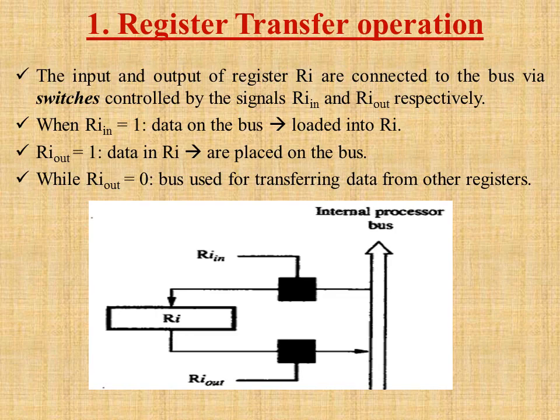This is register transfer instructions, register transfer operations. Every register is not directly connected to the internal processor bus. It is connected via 2 switches. These switches facilitate whether to input the data into the register or whether to take the data out from a register. These switches have similar names. Suppose RI is a register. There are 2 switches, RI in and RI out.